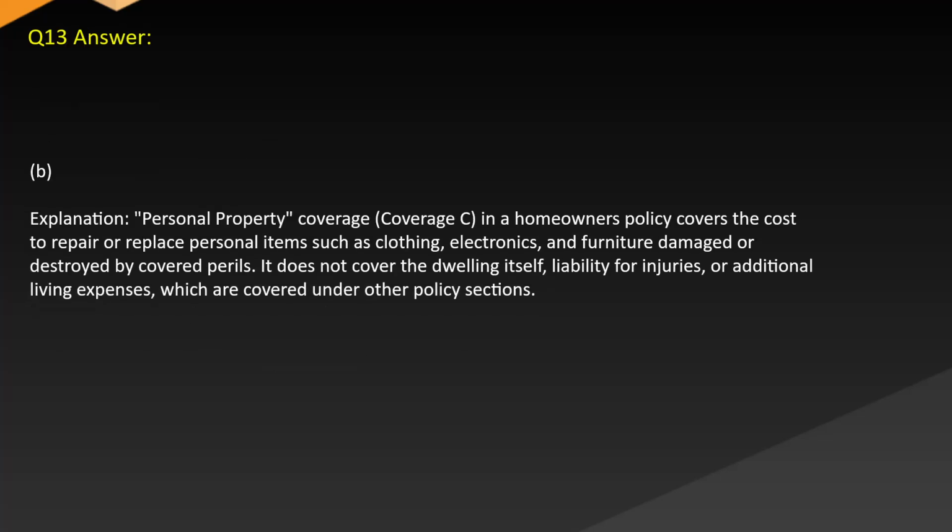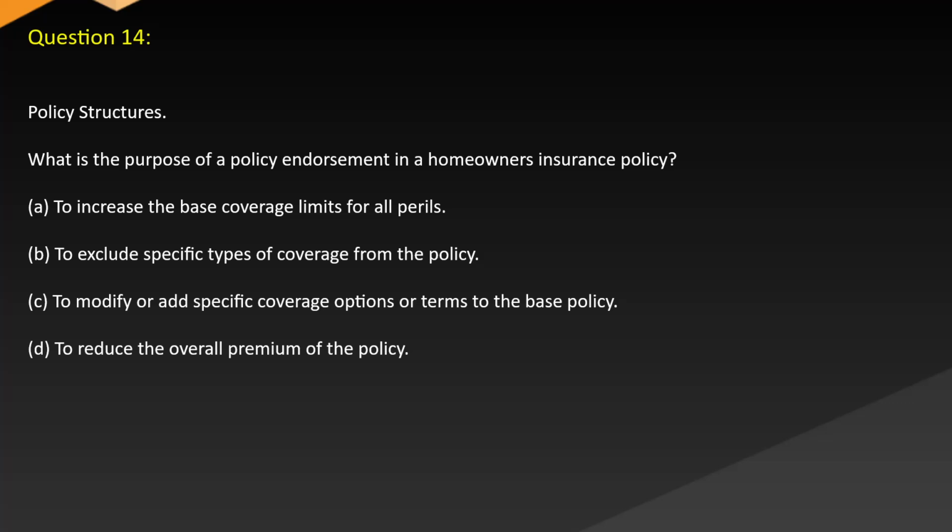Answer. B. Explanation. Personal property coverage, Coverage C, in a homeowner's policy covers the cost to repair or replace personal items such as clothing, electronics, and furniture damaged or destroyed by covered perils. It does not cover the dwelling itself, liability for injuries, or additional living expenses, which are covered under other policy sections.